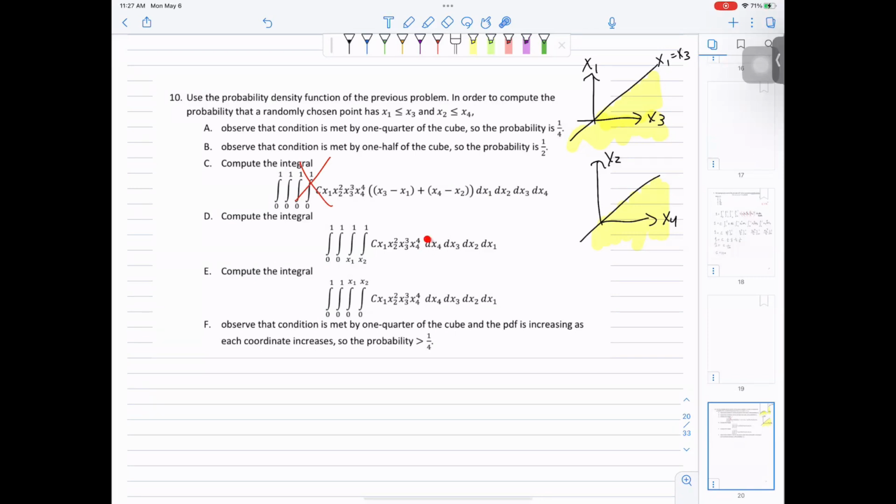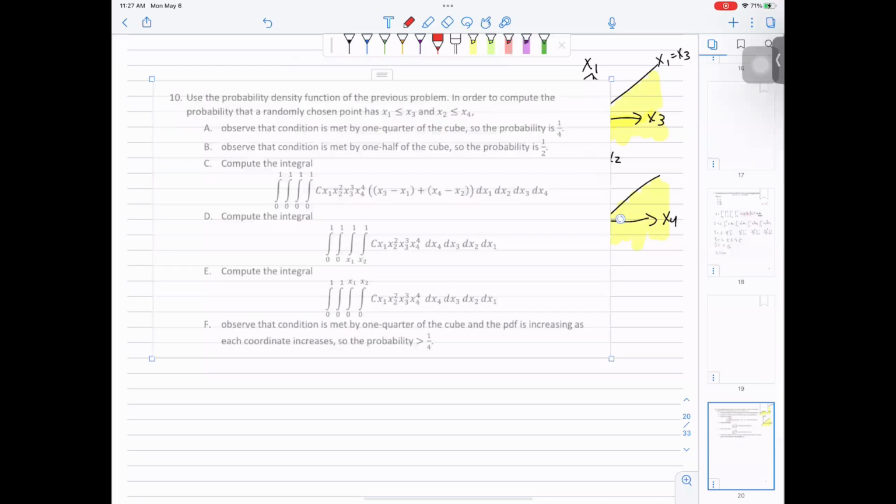Let's look at choice D. Let's look at choice E. x4 has to be greater than or equal to x2, so that means that the minimum of x4 is x2. So x2 should have been our lower bound, but they're writing it as the upper bound. That's not right.